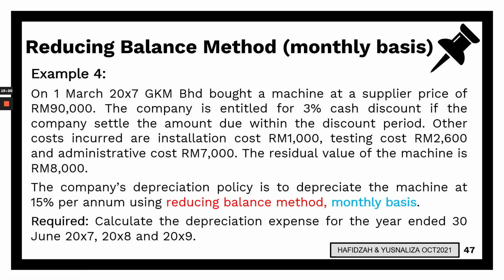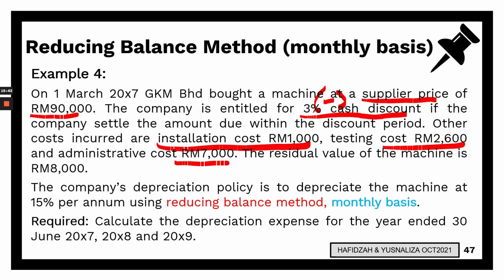So it's another question. Supplier price 90. Remember, this is the purchase price. Trade discount must be deducted, and even if you have not taken it up, that is assumed to be included there. So therefore, installation cost 1,000, testing cost 2,600, admin cost shouldn't be included. These are included, these are included, these are included but deducted, this is also included. And the residual value, remember, we are not going to include residual value.